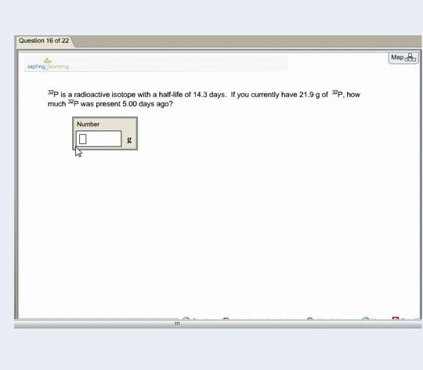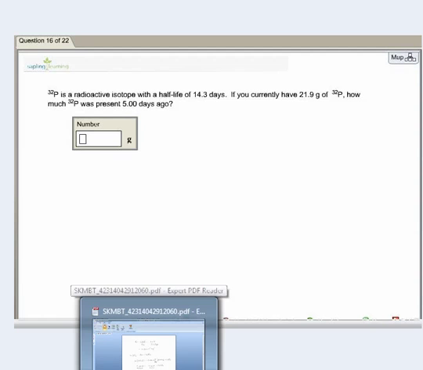So if we look at this problem, we're given that P32 is a radioactive isotope with a half-life of 14.3 days. We're told that we currently have 21.9 grams of P32. How much P32 was present 5 days ago? So I'm looking at time and amount, so I know I have to use the first order integrated rate law.